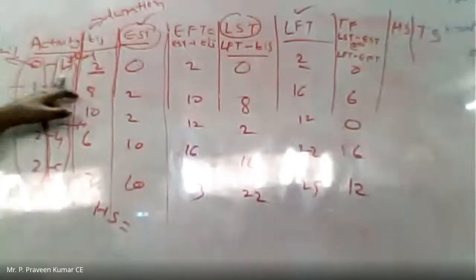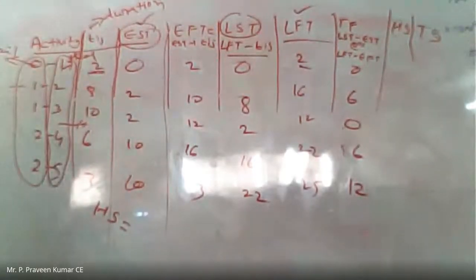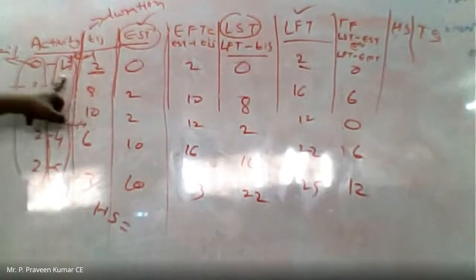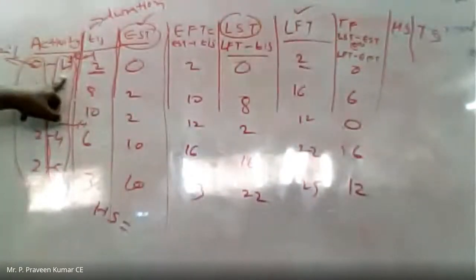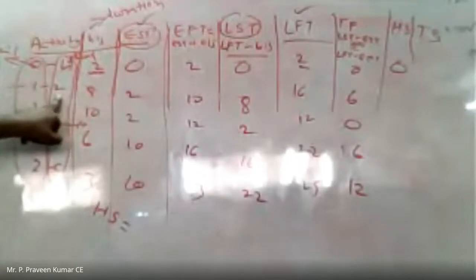Now see the network diagram. If you observe the network diagram, what is the first head part? 1. Where 1 is the first node. Under 1 there is 2, right? 2 minus 2, 0. Next to 2, if you go to node 2, 10 minus 16, 6.